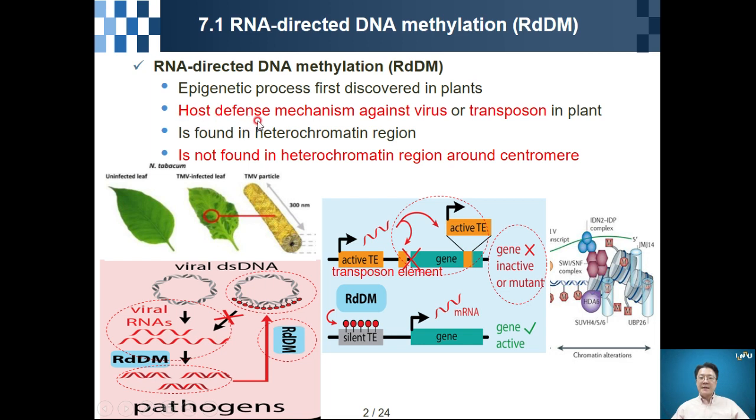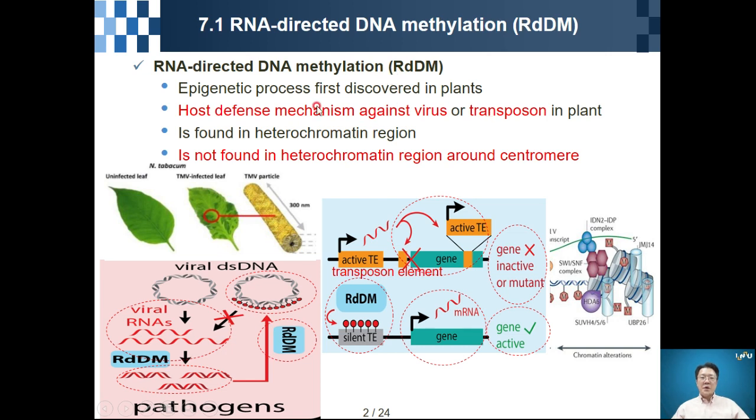But in this case, a host defense mechanism happens against the transposon. RdDM happens. So this is a transposon element, and RdDM makes methylation here. It means that the transposon element cannot be transcribed. In this case, our gene of interest can be transcribed, so they will make the active gene status like this. So this is another host defense mechanism against transposons.